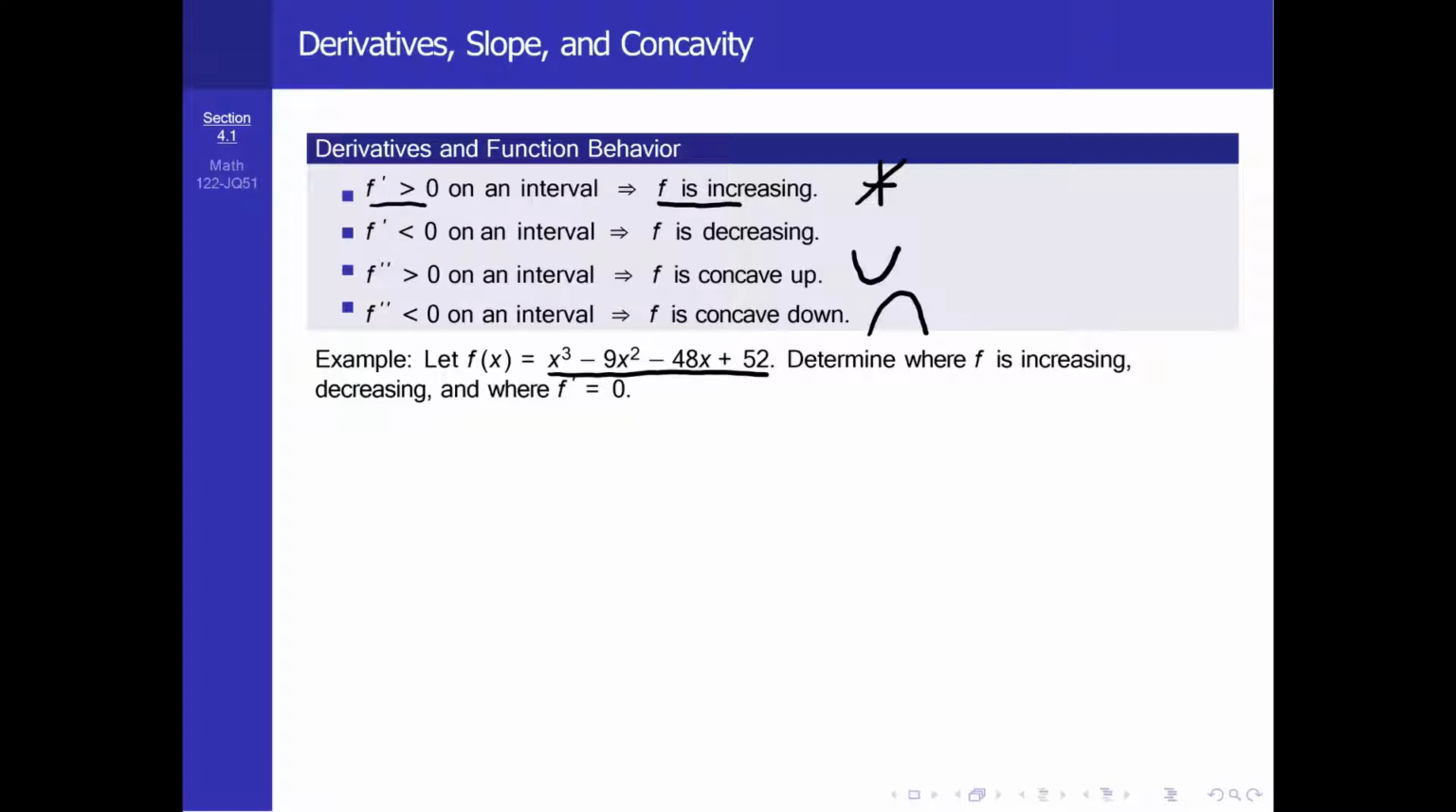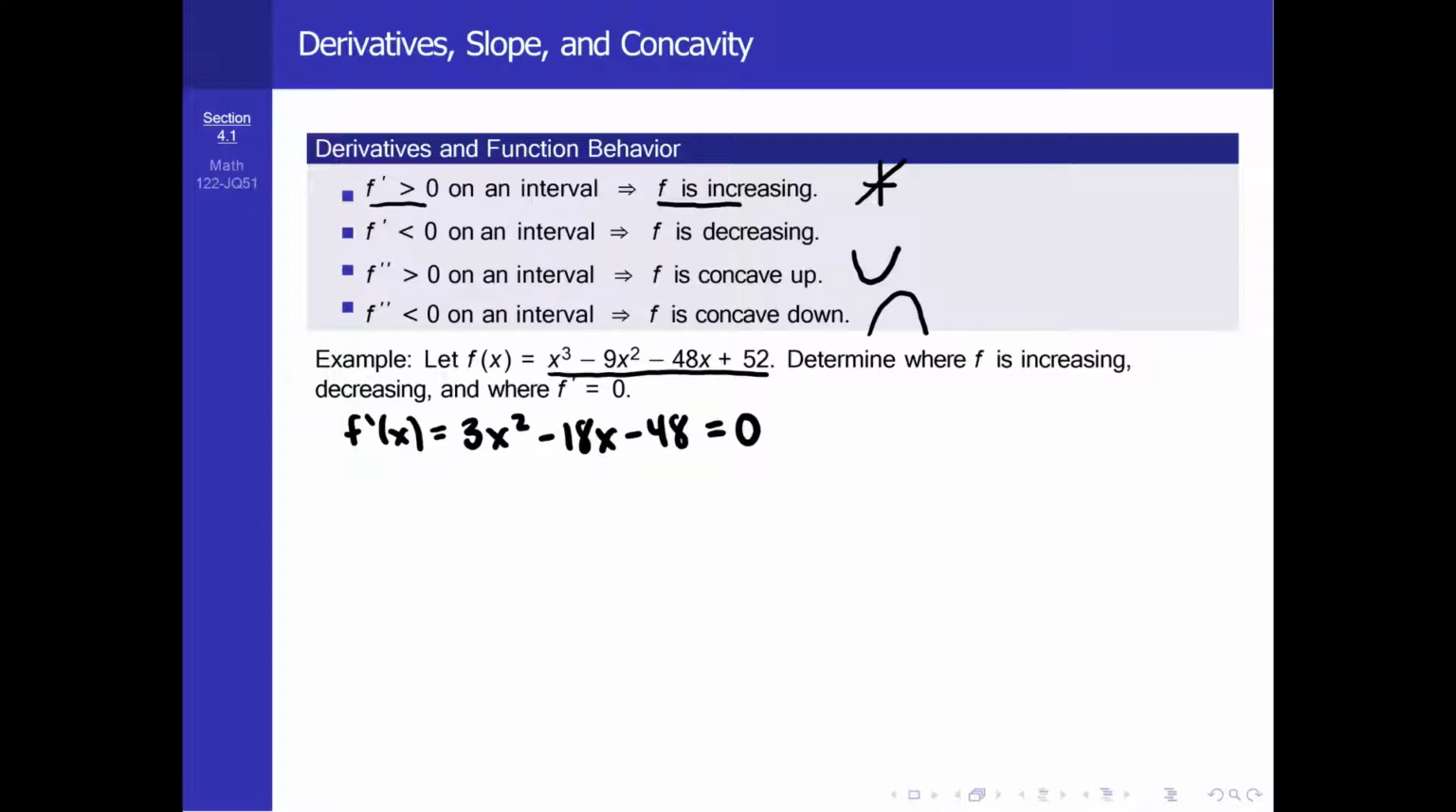So the first thing we're going to do is take the derivative of the function. And we get 3x squared minus 18x minus 48. And we're going to take this derivative and set it equal to 0. And now we want to solve for x to figure out when f prime is equal to 0.